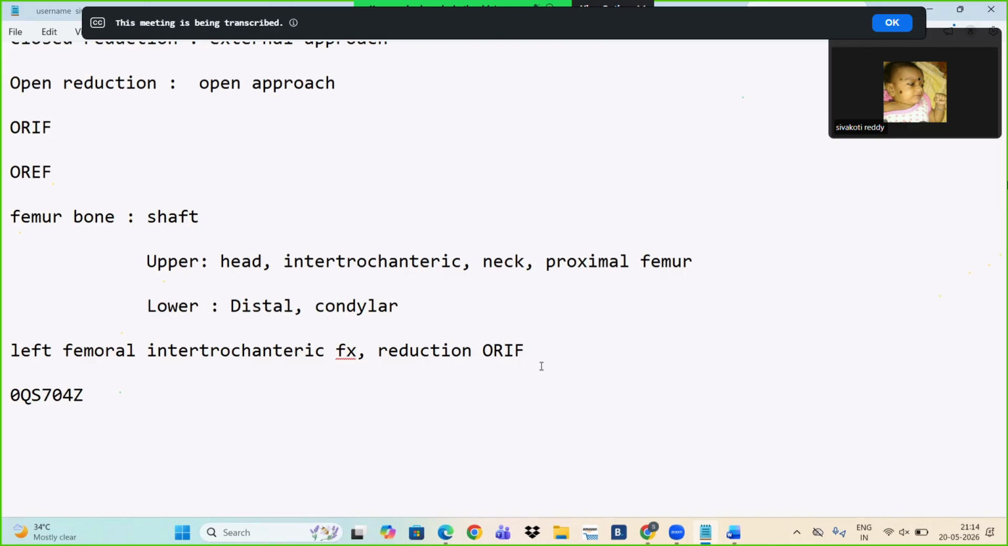Do it, guys. Tell me. Under reposition, femur, upper. Intertrochanteric means upper area. Left. What did you find?